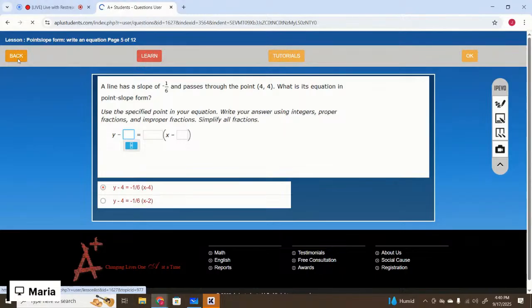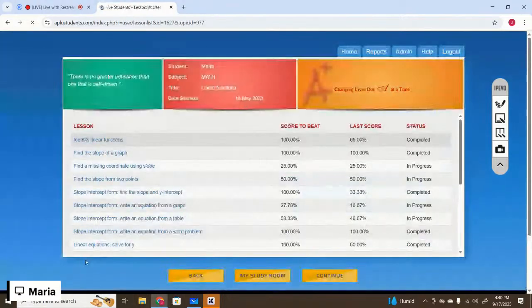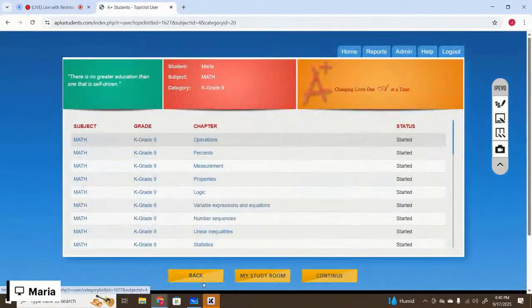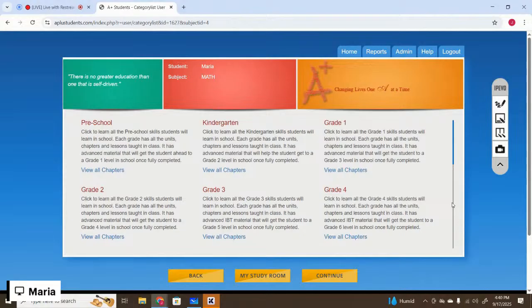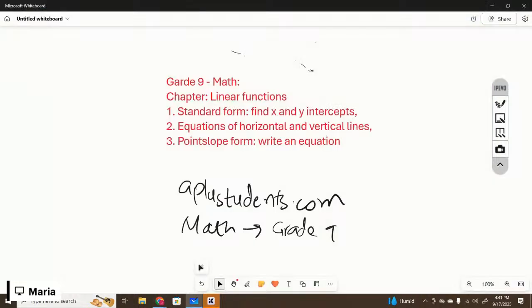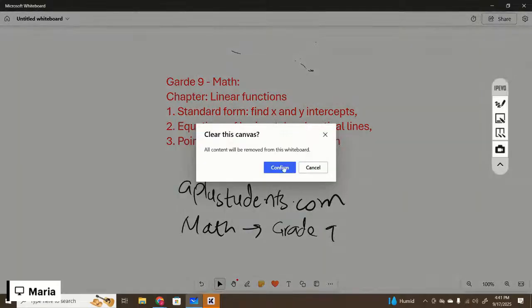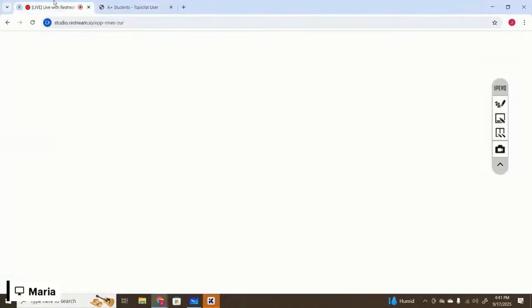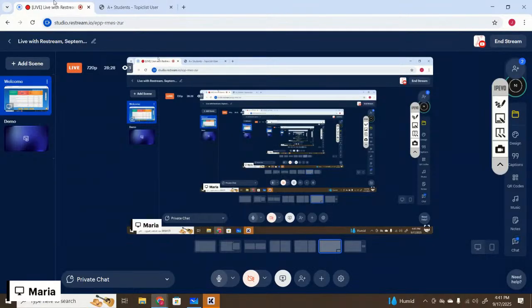Okay, you can complete the lesson by yourself today. So we were working on grade 9 math. The chapter we were working on is linear functions. The lessons we have covered today are y-intercepts, equations of horizontal and vertical lines, and point slope form, write an equation. So please make sure before the next session you practice questions for the lesson. That is your homework until next session.